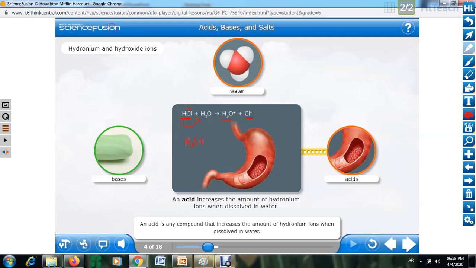This is the chemical formula of sulfuric acid. The same thing happens when it dissolves in water. As you see here, it has hydrogen. It will give hydrogen to what? To water, and it will form what? It will form hydronium ion, which means all acids increase the amount of hydronium ion when they dissolve in water. Let's look at bases.